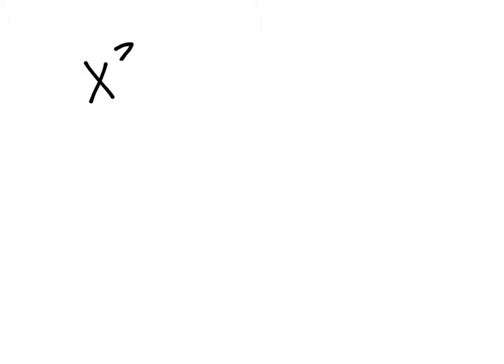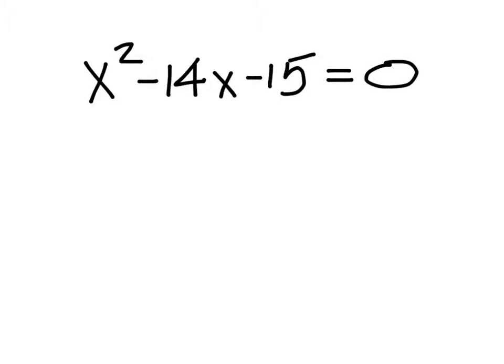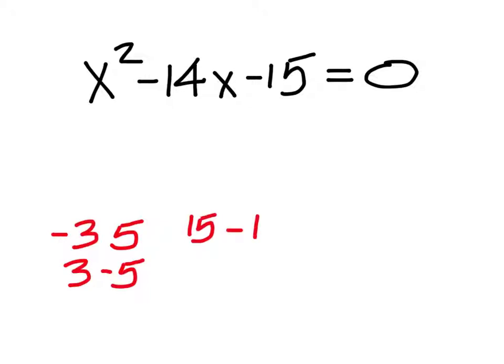What if I had x squared minus 14x minus 15 equals 0? What two numbers will multiply to get a negative 15? What else? 7 and negative 8. We're not adding, we're multiplying. Right. 15 and 1. Negative 15 and 1. Alright.